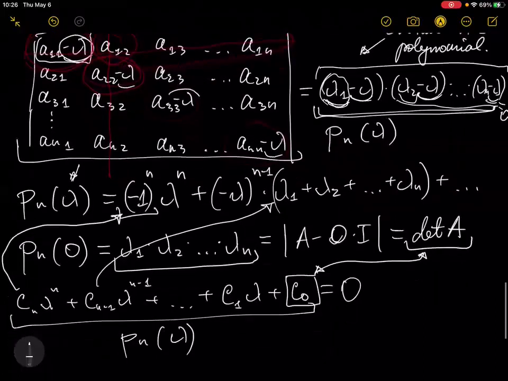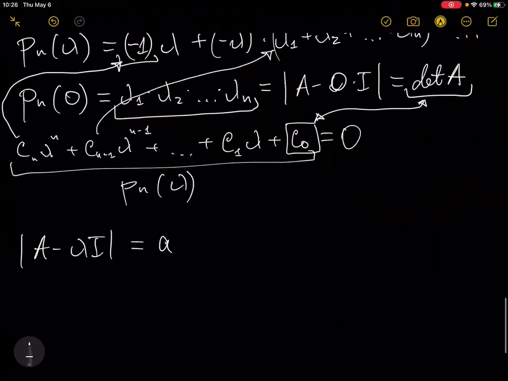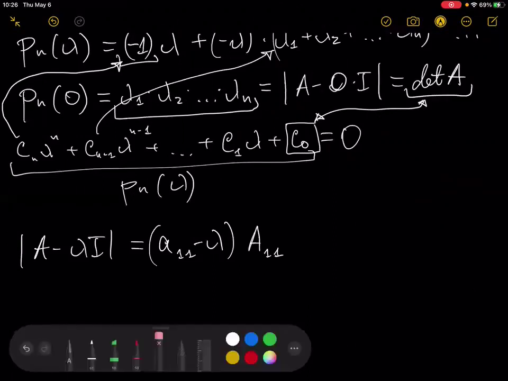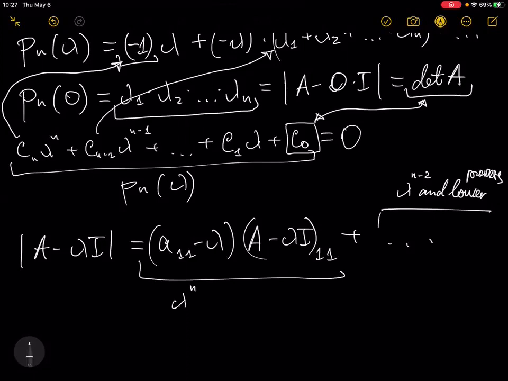So what does it mean? It means that only when I'm considering this term, a11 minus lambda, on the corresponding cofactor of this element, right? So these terms produce lambda^(n-2) and lower powers. But this term produces lambda^n and lambda^(n-1) and all other powers.